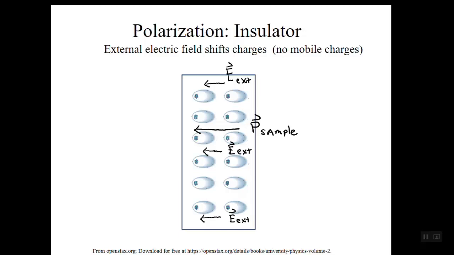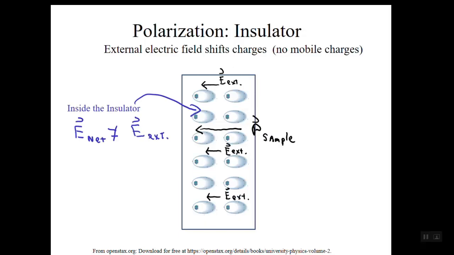Let me point out here that the net electric field inside the insulator is not equal to the external field because the polarized atoms in the insulator generally contribute significantly to the net field inside the insulator. We'll discuss later what happens to the net field, but for now, keep in mind that in general, the net electric field inside the insulator is not equal to the external field, and the net electric field is generally non-zero.